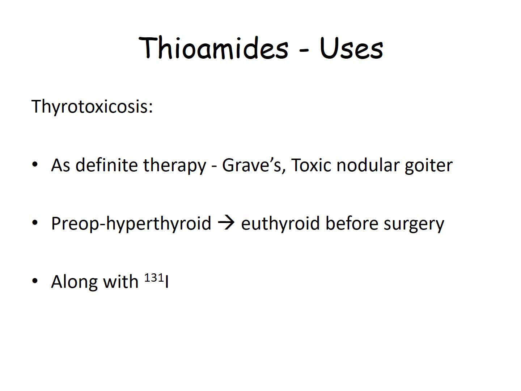Only when the thyroid is euthyroid, or the production and the amount of thyroid hormone is equal, only then can we do the surgery. For making a hyperactive thyroid into a euthyroid, we have to give some antithyroid drugs before surgery. So we use thioamides, and also radioactive iodine 131.